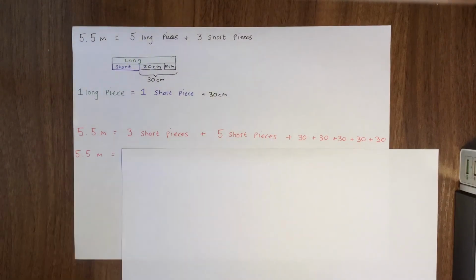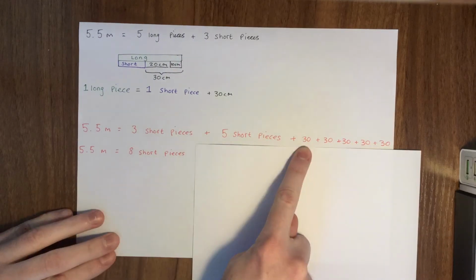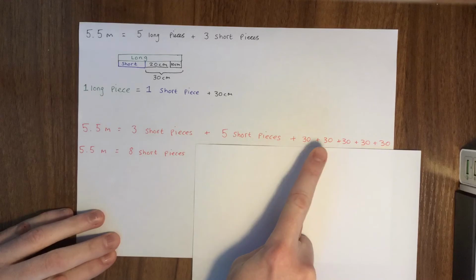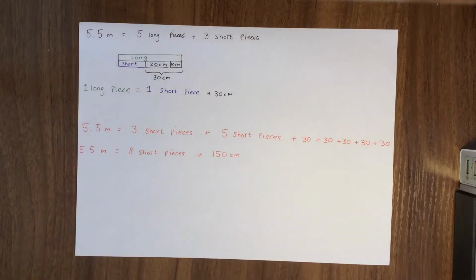5.5 metres total is the same as 5 short pieces and 3 short pieces together, well that's 8, added to 5 lots of 30. Well, you can use your 3 times tables and then multiply it by 10 at the end. 3, 6, 9, 12, 15. 15 times by 10, 150 centimetres.